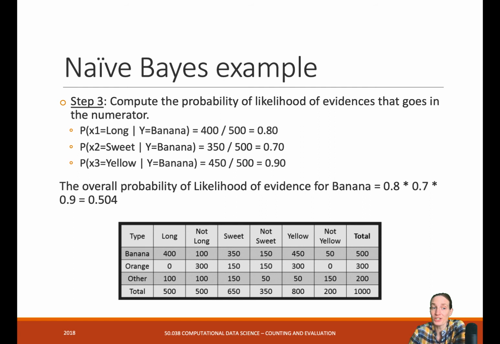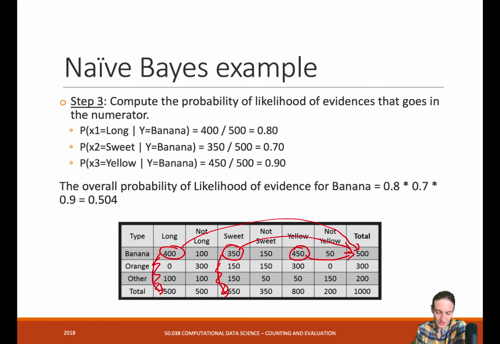Okay, so these are the conditional probabilities. Okay, x1, it being long, given that it's a banana, is 400 over 500. Being sweet, given that it's a banana, 300 over, oops, sorry, this is my bad here. Need to refer back to here. Sweet, given that it is a banana, or yellow, given that it is a banana.